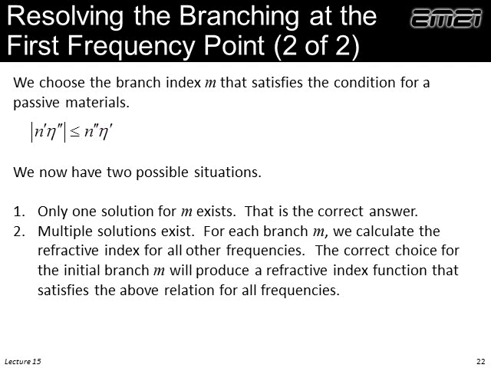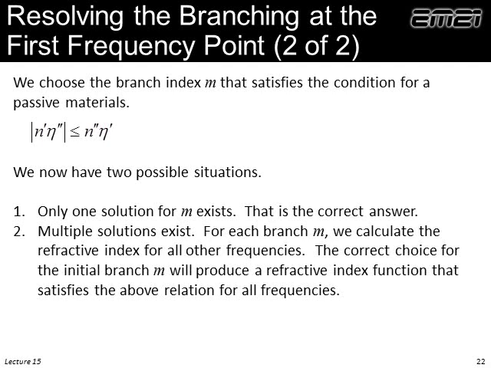Okay. We have our first frequency point. We are going to choose the branch index M that satisfies this equation we just arrived at on the past slide. Given that, we may not be done. There's two things that can happen at this point. Maybe there's only one value of M that does satisfy that. That's the ideal case. That's great. We have the correct answer, and we can go on.